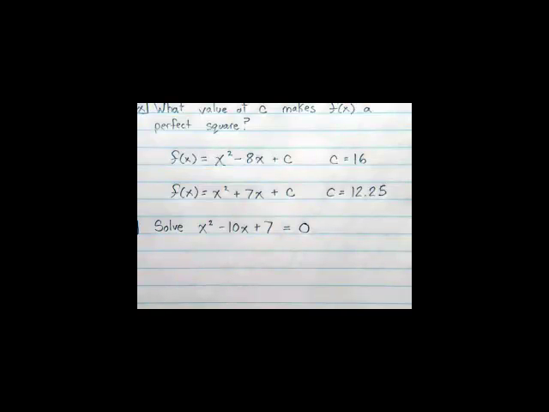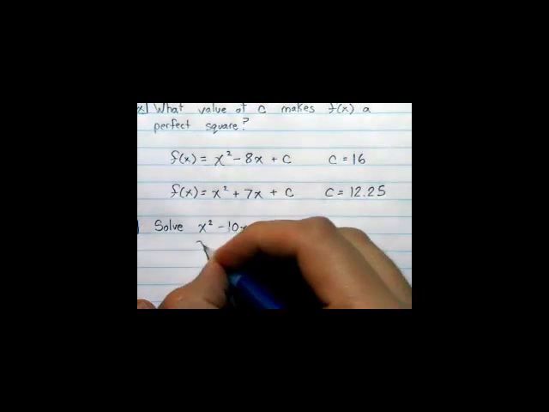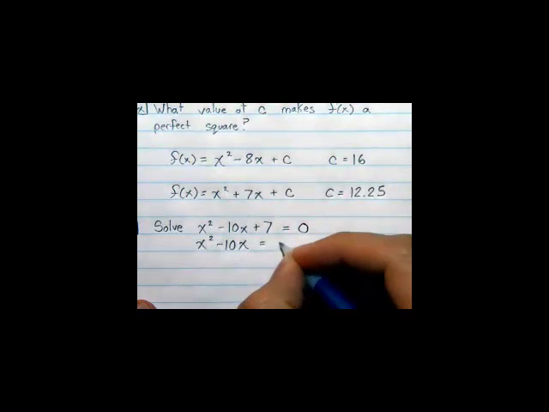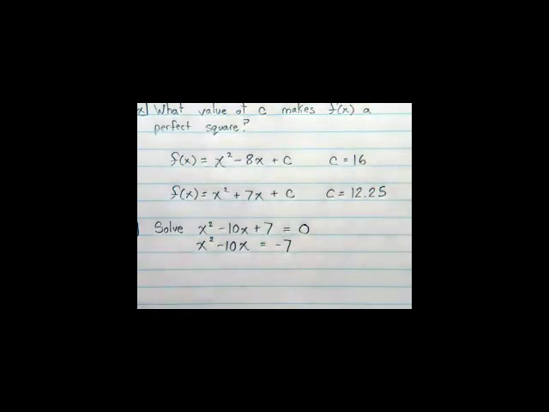25, right? Half of negative 10 is negative 5. Negative 5 squared should be a 25. So, here's what we're going to do. We're just going to move the 7 out of the way. Put it to the other side of the equation instead. Then we can put our 25 in there.